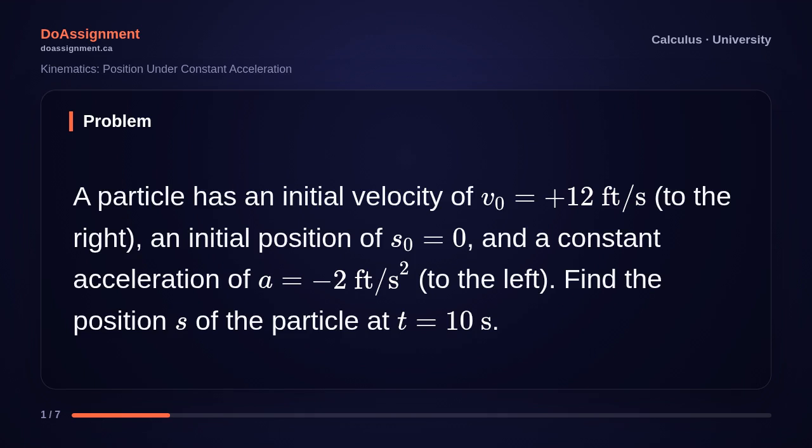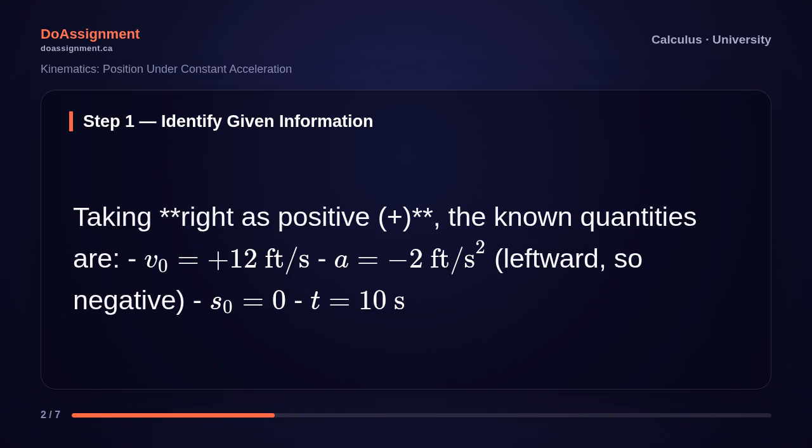Let us solve this problem step by step. We take the right direction as positive. The initial velocity is positive 12 feet per second. The acceleration is negative 2 feet per second squared because it acts to the left. The initial position is 0, and we want the position at t equals 10 seconds.